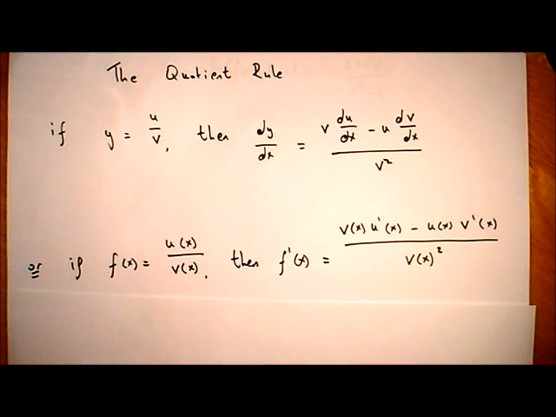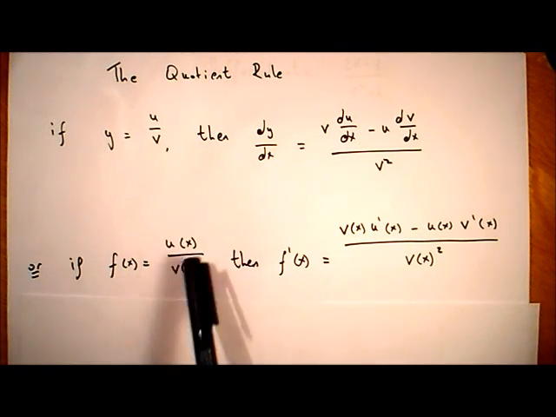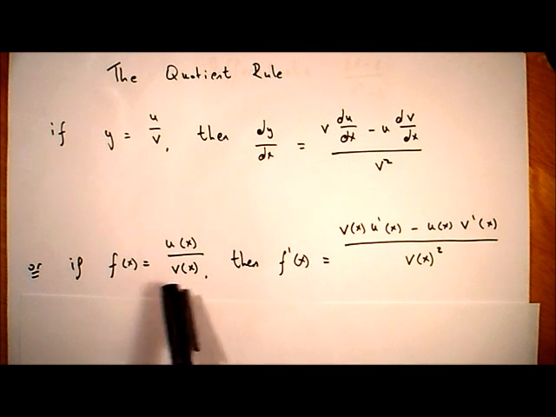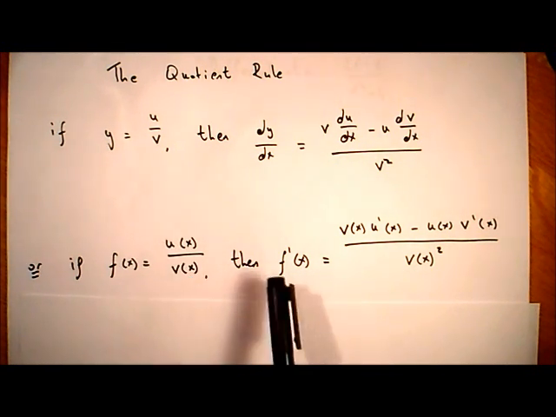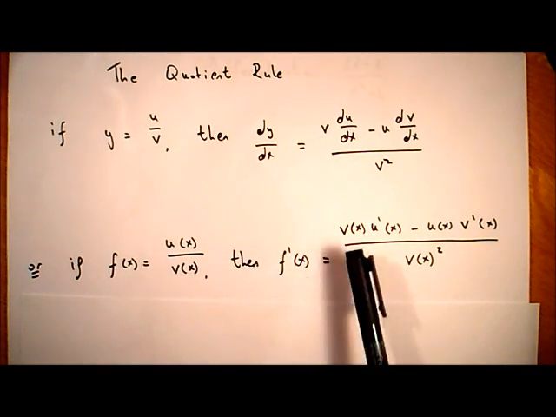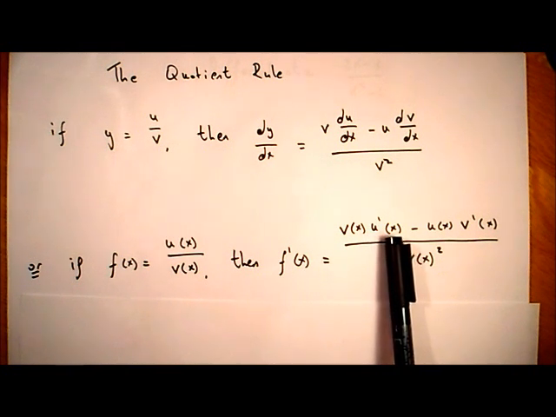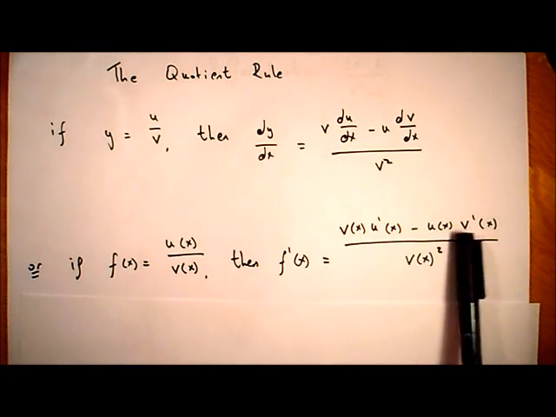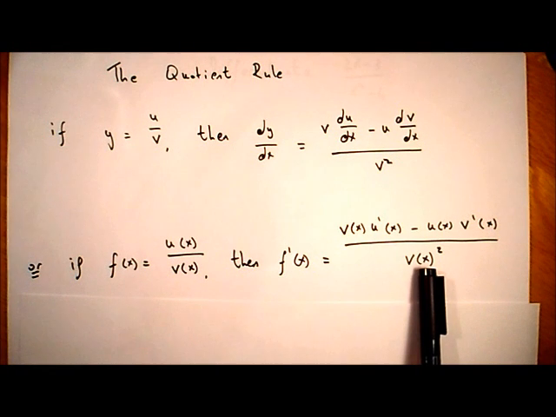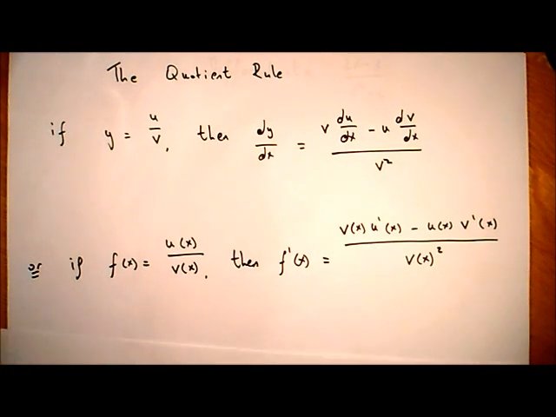If you prefer the function notation, here it is. The quotient rule says that if f of x is equal to u of x over v of x, so a function divided by a function, then f dash x is equal to v of x times u dash x minus u of x times v dash x, all over v of x squared. So these two things are exactly the same. It's just a different way to write it.